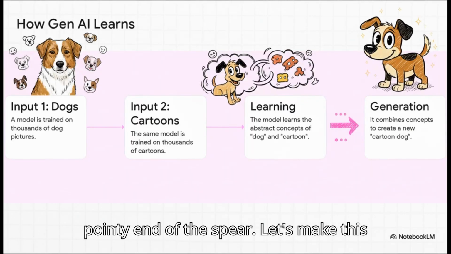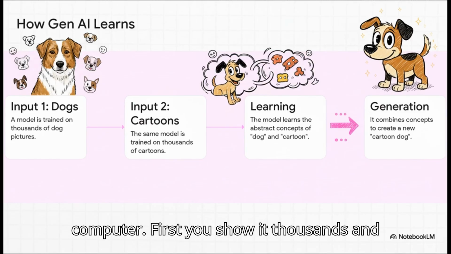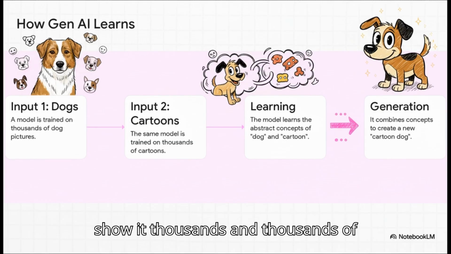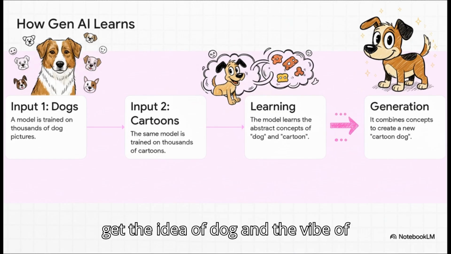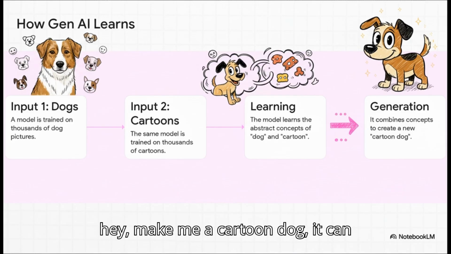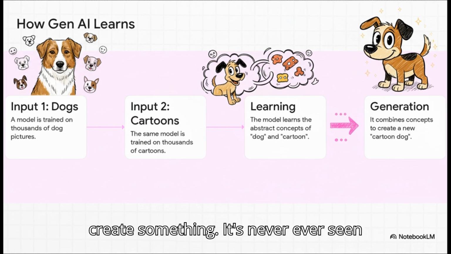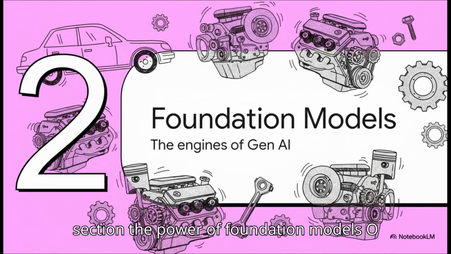Let's make this real simple. Imagine you're teaching a computer. First, you show it thousands and thousands of pictures of dogs. Then you show it thousands and thousands of cartoons. Now, here's the magic. It doesn't just memorize the pictures. It starts to get the idea of dog and the vibe of cartoon. So when you turn around and say, hey, make me a cartoon dog, it can actually mix those two ideas together to create something it's never ever seen before. Pretty cool, right? Okay, next section, the power of foundation models.